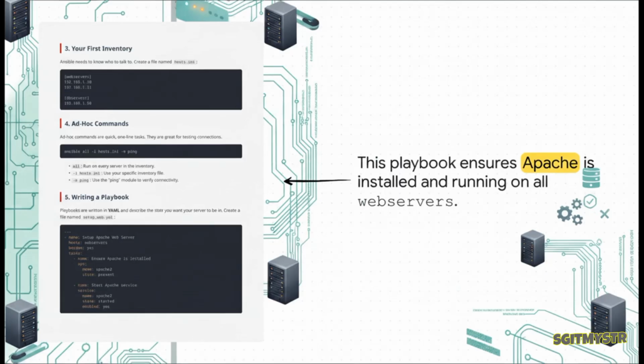Let's look at this simple playbook here. Right at the top, you can see it's targeting the web servers group from our inventory file. Then, under tasks, it lists out the steps. First, make sure the Apache package is installed. Second, make sure the Apache service is started. See how you're not telling it how to do it? You're just declaring what the end result should be.